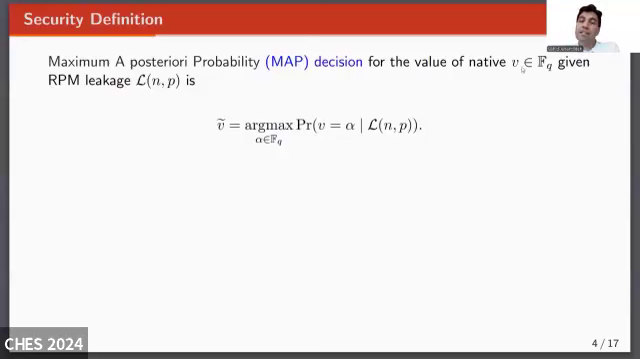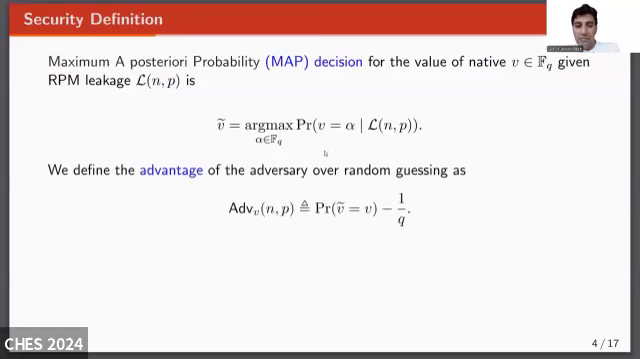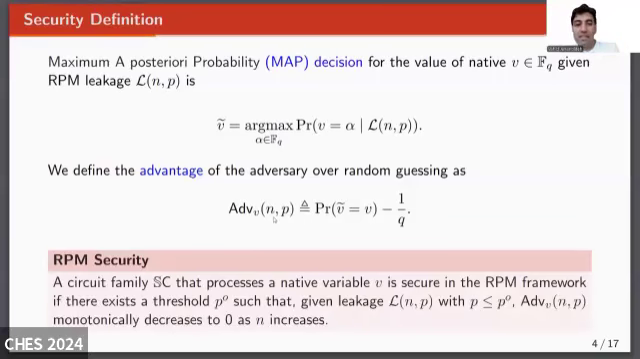Assume native variable V is in the circuit and RPM leakage is provided to the adversary. The adversary's goal is to estimate the value of V, and since it's always possible to estimate this variable by just randomly guessing it, we define advantage as follows. A circuit is considered RPM secure if advantage strictly decreases towards 0 by increasing masking order, given that leakage rate is limited to some threshold.